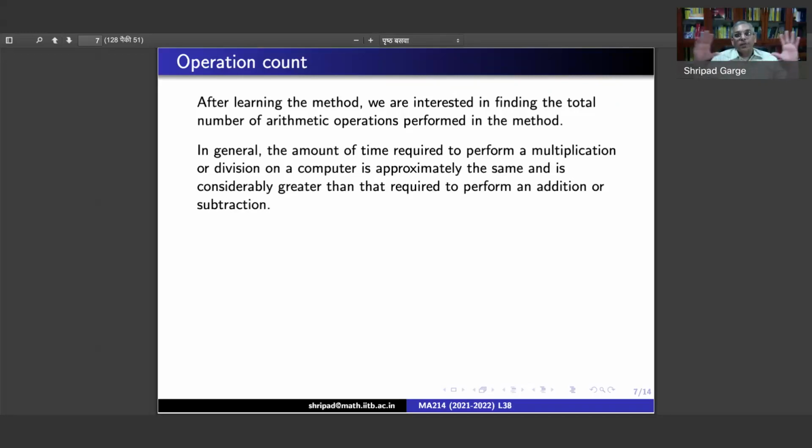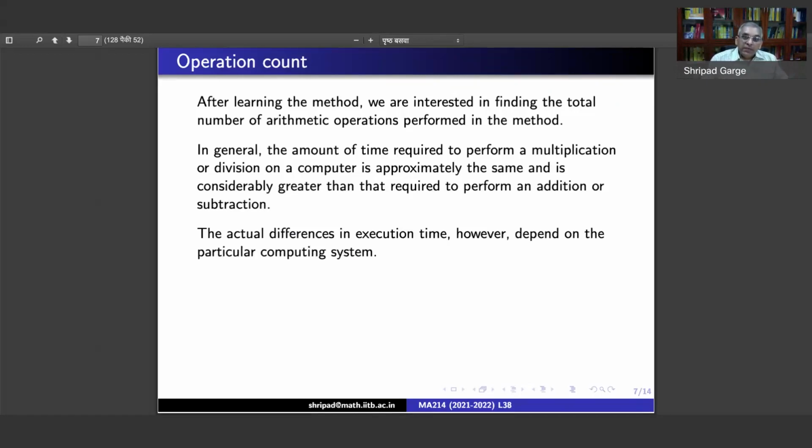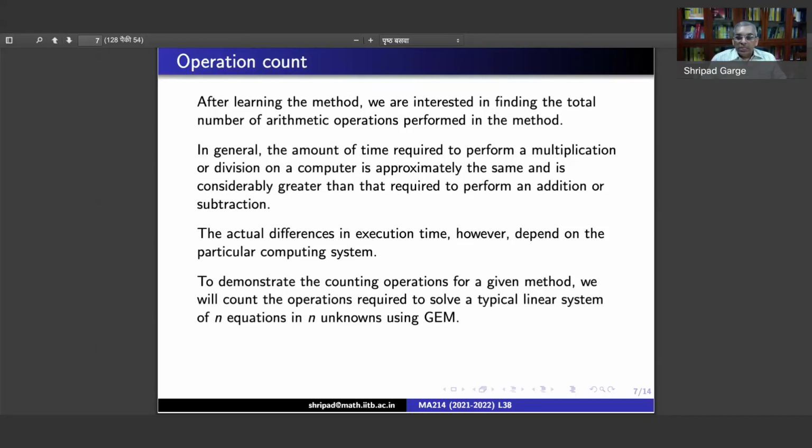So among these four operations, addition, subtraction, multiplication and division, the multiplication and division will be counted separately together, but separate from the addition and subtraction. How much difference will the time be? That will of course depend on a particular computing system. If you have a very fast computer, it will compute all these operations in a jiffy. However, to demonstrate the counting of operations in a given method, we will count the operations required.